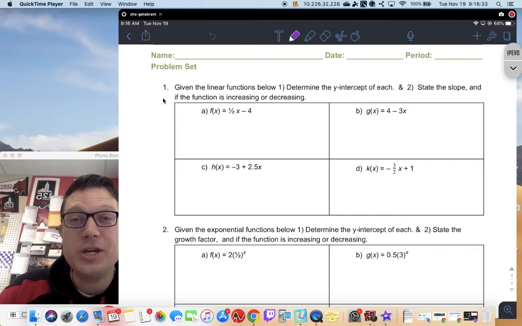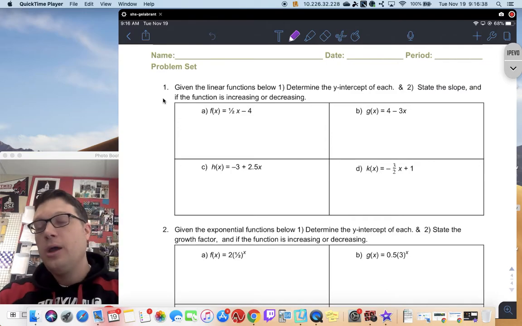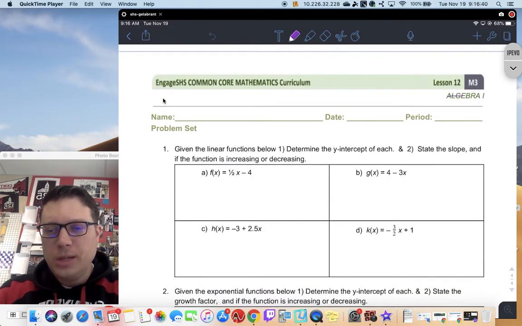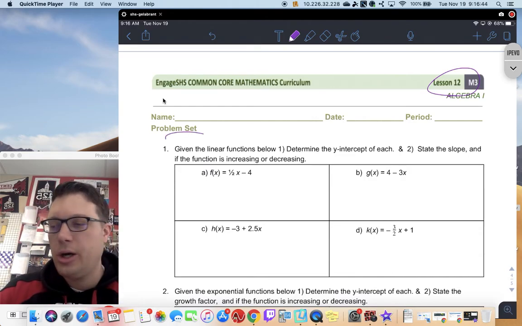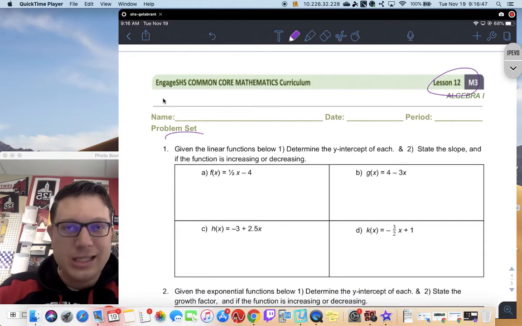Hey, our conversation around homework help for Module 3 is continuing on. So I'm on Lesson 12. You can see up in the title right there. I'm on the problem set, and there's only one page of this. So find it. Let's do the work.